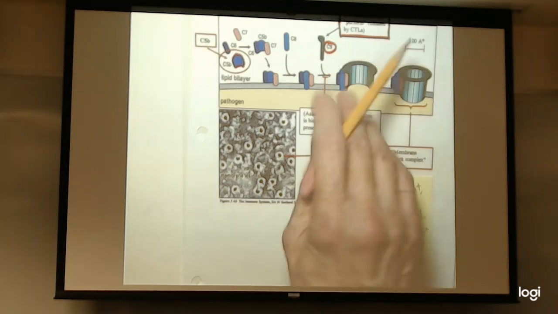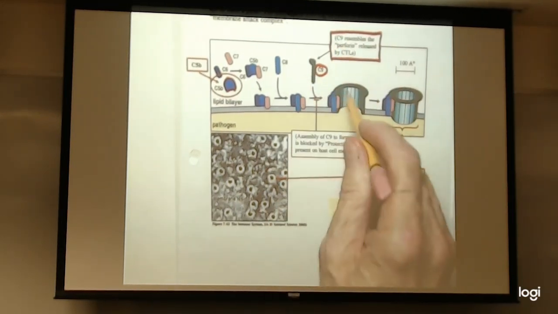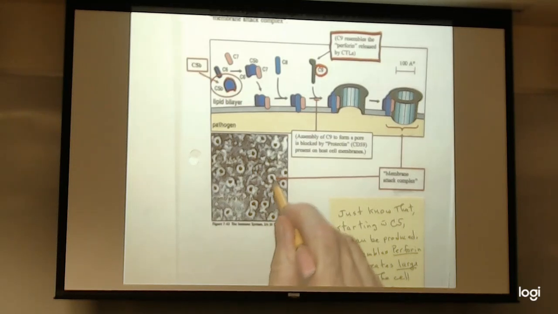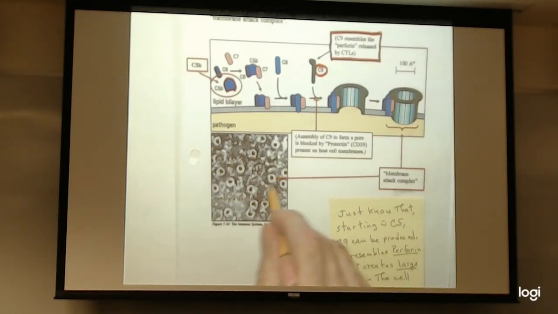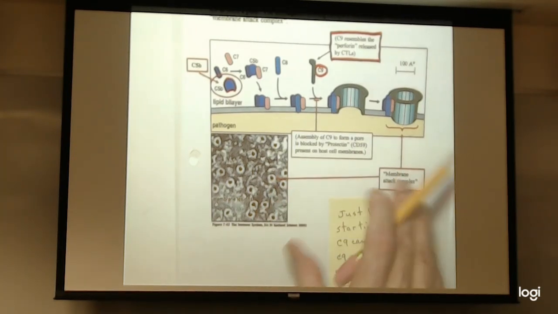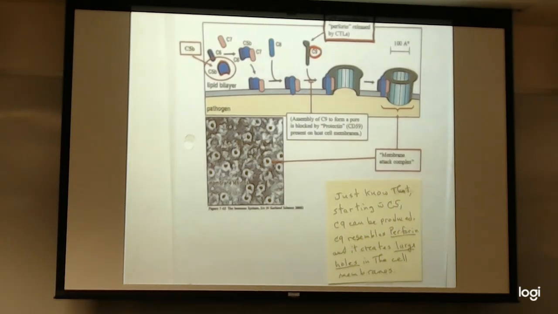And now we recruit a whole bunch of these C9s, and they assemble side by side to form this large pore. Here you can see these pores in the electron microscope. It's a large diameter pore. Whole proteins can pass through that pore, and that causes simply the osmotic lysis of the bacteria.